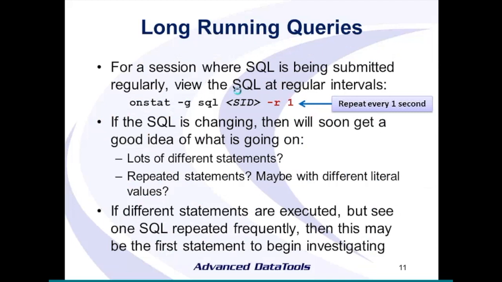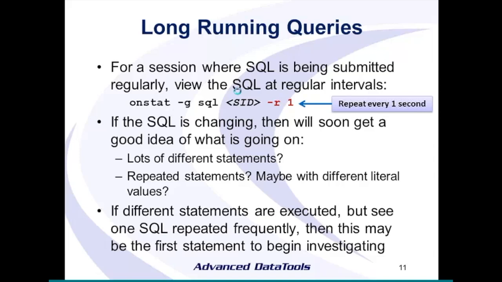So once I find a session to look at that might be running for a while, I can take a closer look at it by seeing actually what it's running, by running the onstat -g sql, supplying it the session ID, and then getting that to repeat every second. When you do that, it won't take long to see if the SQL is changing and whether you're seeing a whole bunch of different types of SQL running, just different commands, or what you may often see is the same SQL running again and again, sometimes with different literal values. Perhaps it's embedded inside a loop.